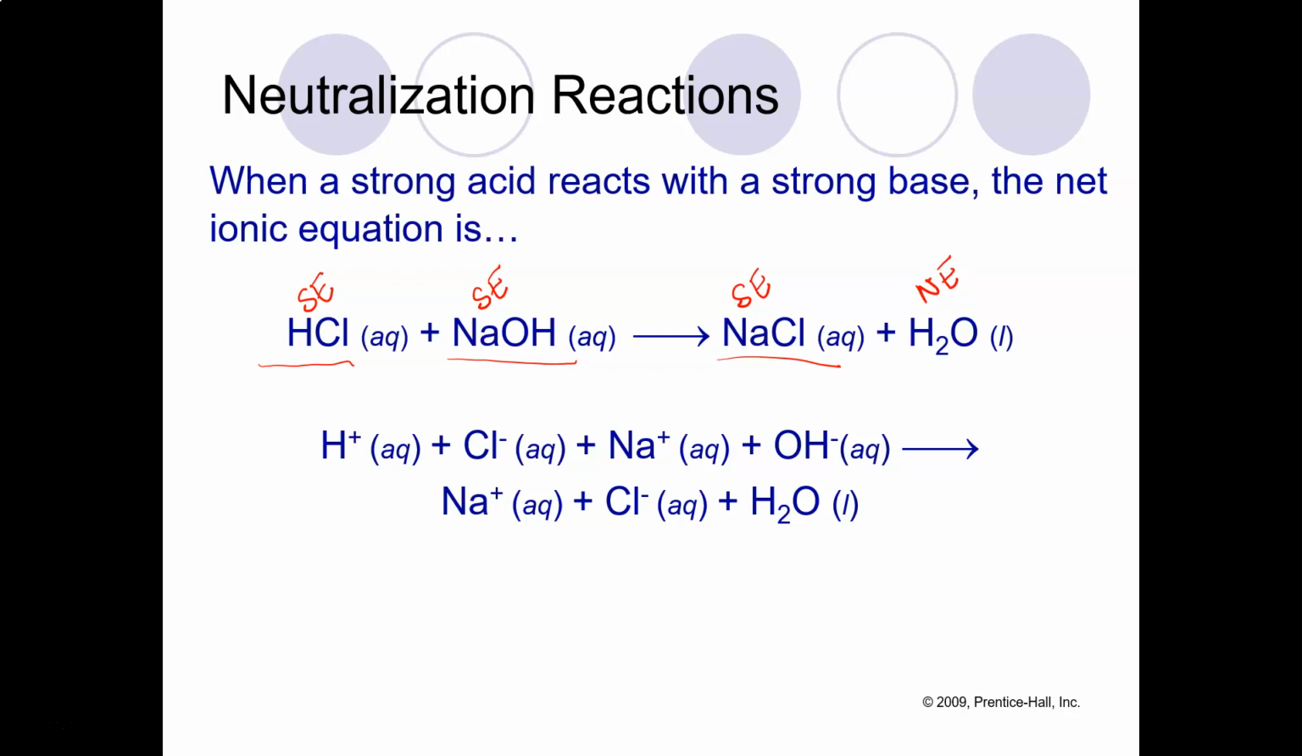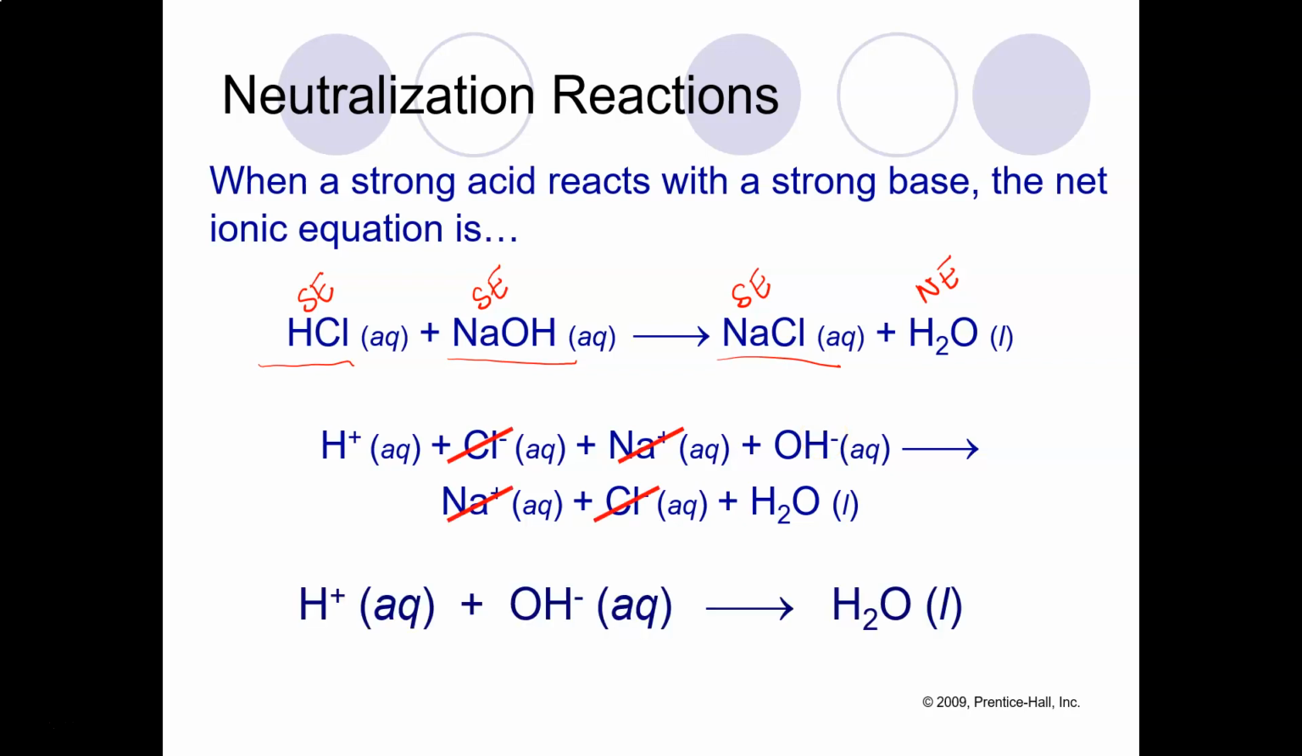Now, let's look at spectator ions. We cancel out spectator ions to go onto the net ionic equation. H plus is not a spectator ion. I don't see it on the other side. Cl minus is a spectator ion because I see it exactly the same before and after. And Na plus, I can cancel that out. OH minus is not. So I have two spectator ions, chloride and sodium. So what's left, I'm just going to rewrite it. H plus aqueous and OH minus aqueous equals H2O.